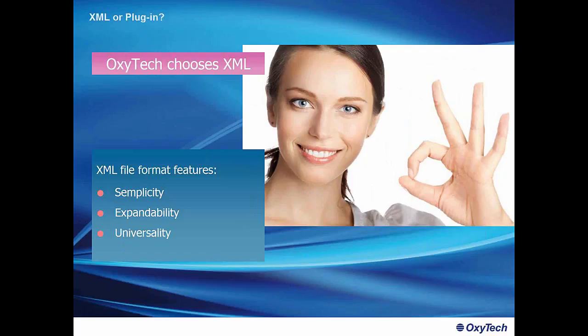Expandability, because whenever we have a new parameter or a new characteristic to manage, with the XML file and its structure and concept this is possible in a very easy way. And first of all, it is possible without losing what was done in the past. Universality is exactly to interface our file and our information with any application.